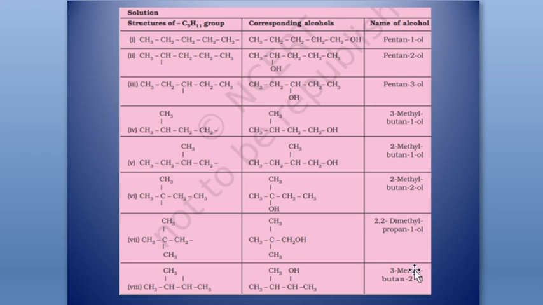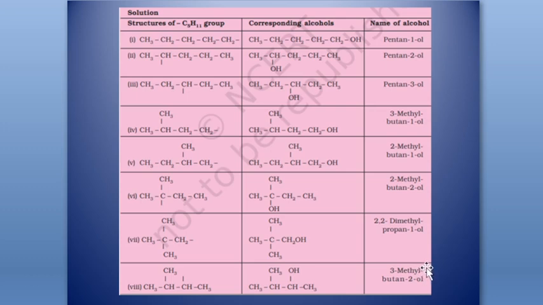The structure of the groups: CH3, CH2, CH2, CH2, CH2, and the corresponding alcohol is CH3, CH2, CH2, CH2, OH. The name of the alcohol is pentanol. The 5 carbons here are attached, so it is pentanol.